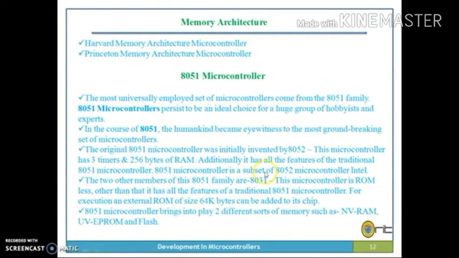The basic microcontroller is the 8051 microcontroller, which was derived already, and which was initially invented as the 8052. And this microcontroller has 3 timers and 256 bytes of RAM. And in this family, we have two members, that is 8031 and 8051.